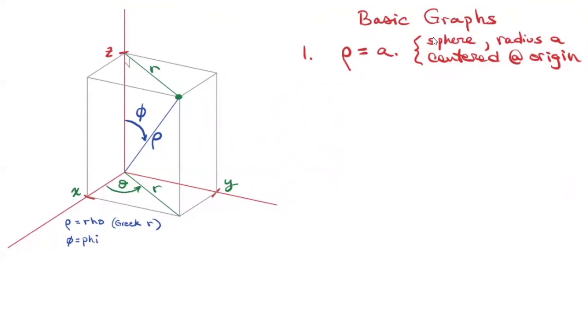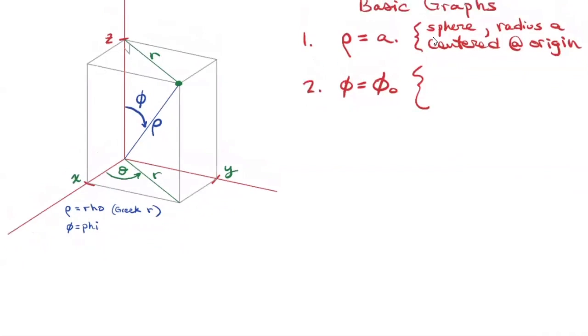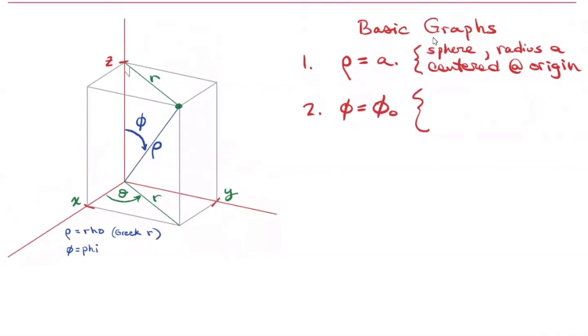Second question. I want to set phi to a constant. So phi equals phi naught. What do you think that is? It is a cone. So we probably are going to have to draw that one.